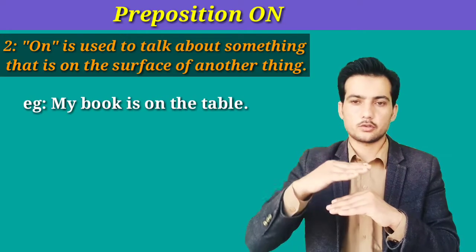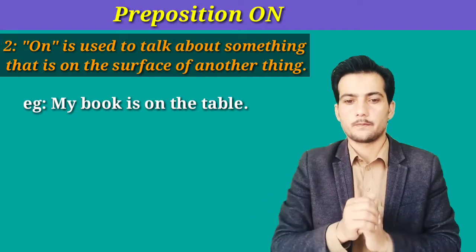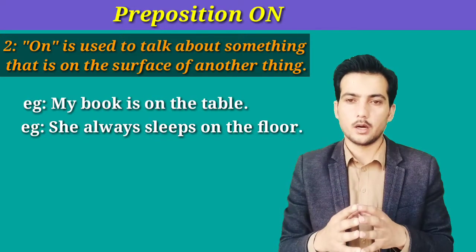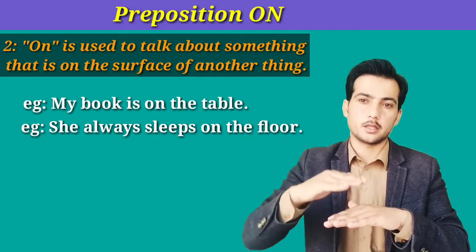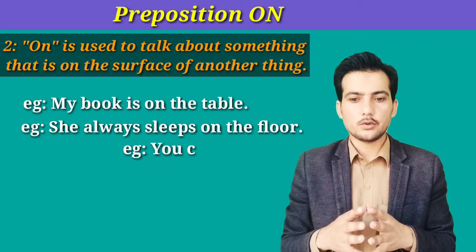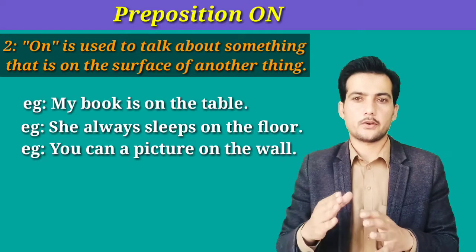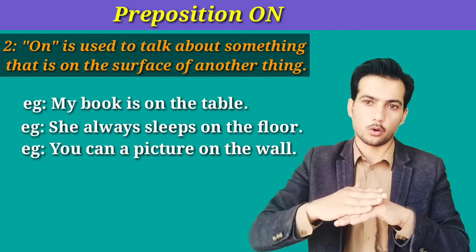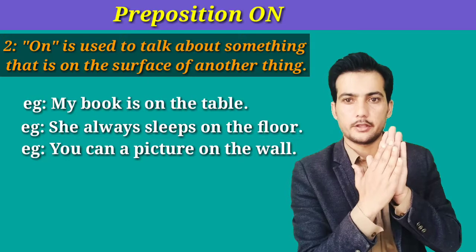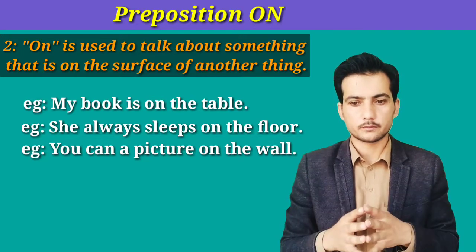So whenever we want to talk about something that is on the surface of another thing, then we will use on. For example, she always sleeps on the floor. She always sleeps where? On the floor. You can see that she sleeps on the surface of the floor. So that's why we used on. You can see a picture on the wall. Here we used on the wall because the picture is on the surface of the wall, not somewhere else. When you paste the picture on a wall like this one, it is on the surface of the wall. So similarly, we used on.